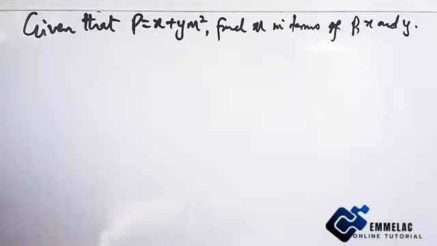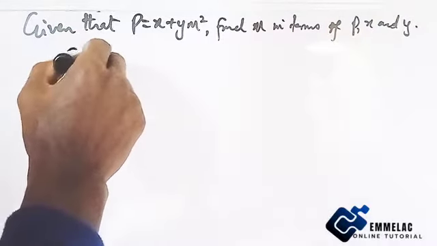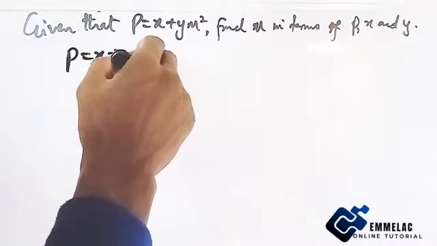Now here's another question. Given that P equals x plus y m raised to power 2, find m in terms of P, x and y. What the question is simply saying is to make m the subject of formula. To start with, here we have that P equals x plus y m raised to power 2.